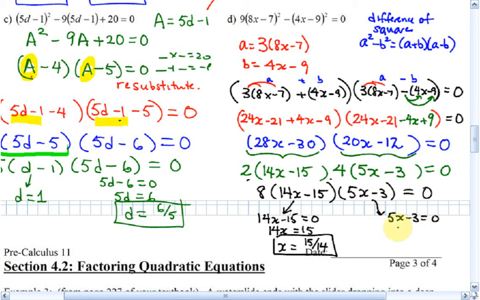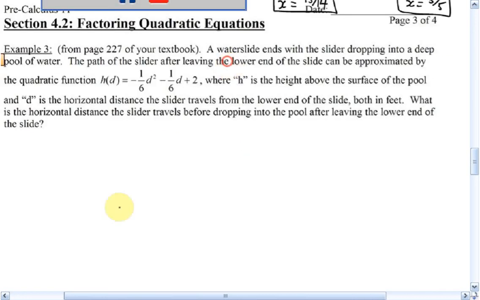Same thing with this one then, 5x minus 3. Go ahead and please solve that. 5x equals 3. x equals 3 over 5. And we're done.